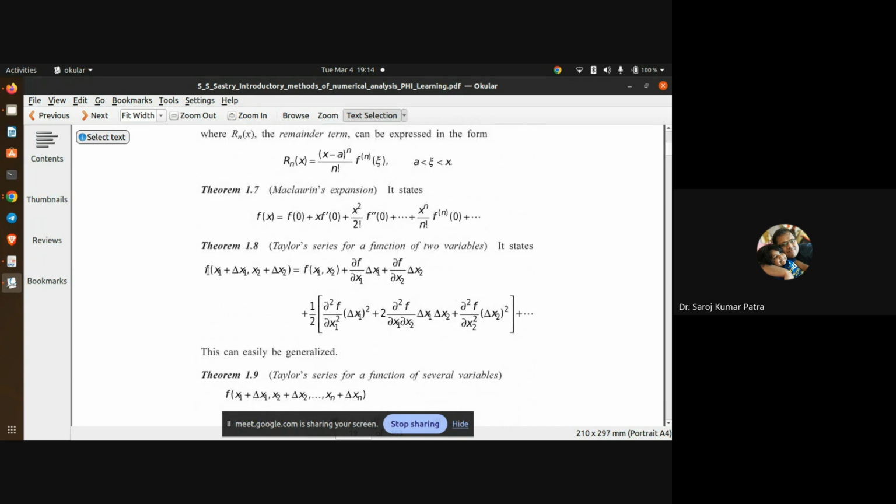If you have a function of two variables, this is how the Taylor series expansion looks like. Okay.